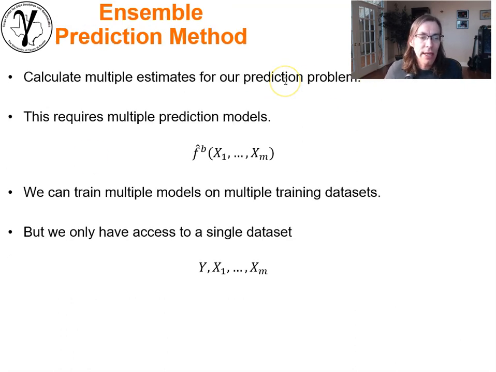So what we're going to do is we need to calculate multiple estimates for our prediction problem. Okay, that's the plan. Let's do that. Let's get multiple estimates. This will require multiple prediction models. So we're going to have multiple models. We'll call them estimators. And we're going to have to train multiple models on multiple training data sets. What? Okay, here's the problem. We only have one data set really available to us. We have the response features and we have the predictor features 1 through M. So how are we going to get multiple training data sets to work with?